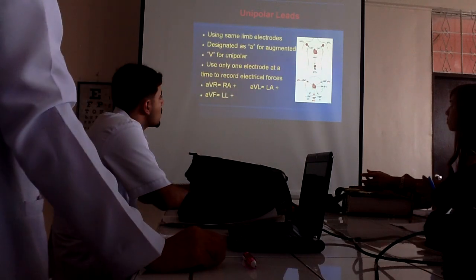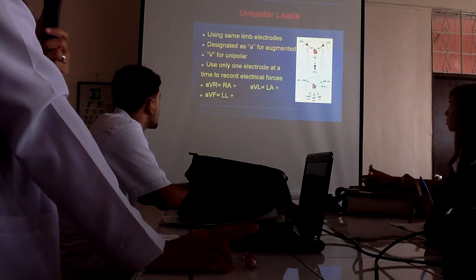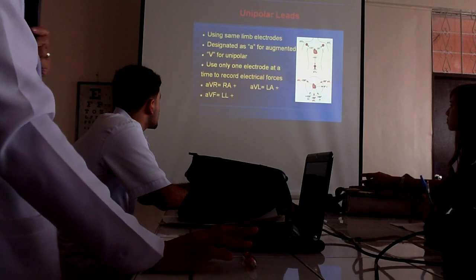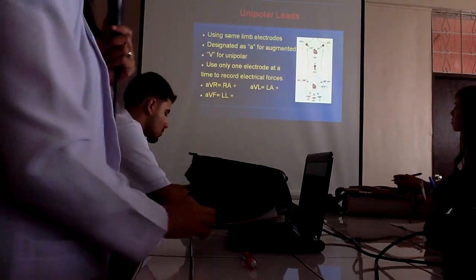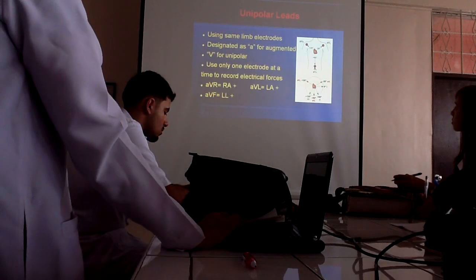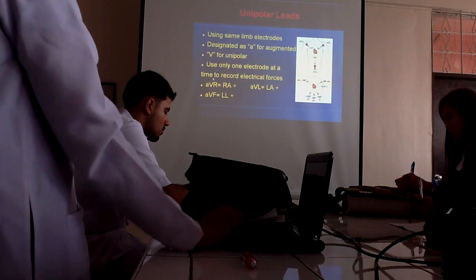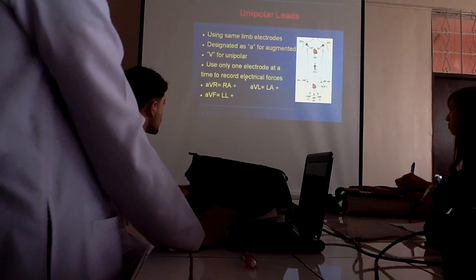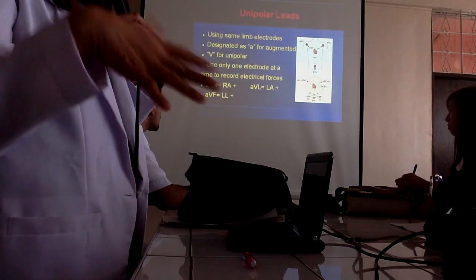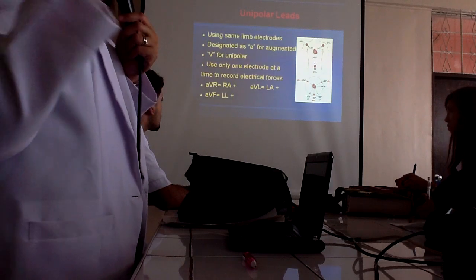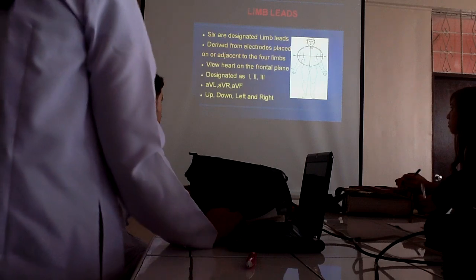Now, using the same limb leads, they are designated as A for augmented and V for unipolar. Unipolar meaning you can only use one electrode and yet you can generate a waveform already. Okay, so examples of these are your aVR, your aVL, and your aVF. Your aVR is not very significant clinically, but it is still necessary for you to be able to generate an ECG waveform.